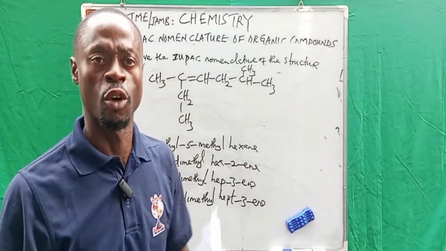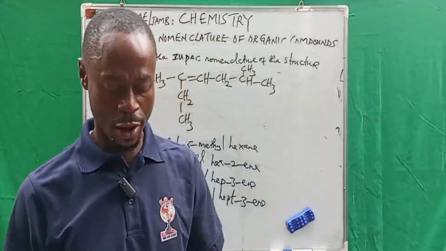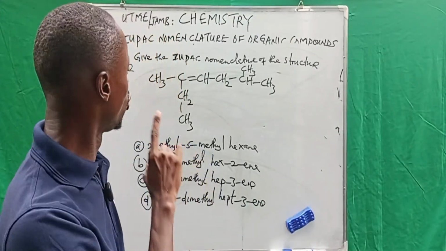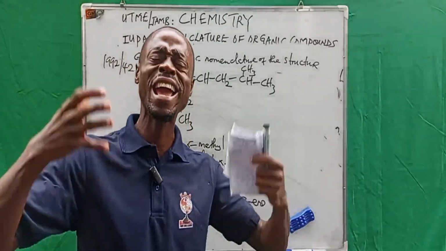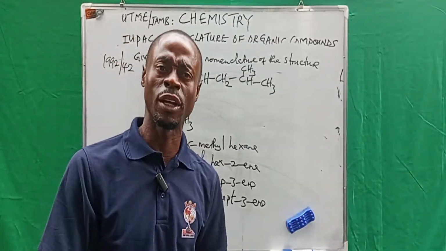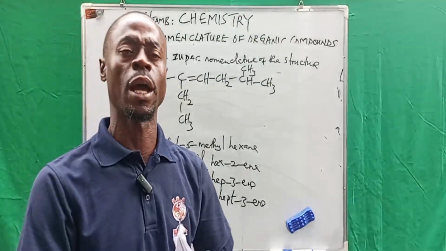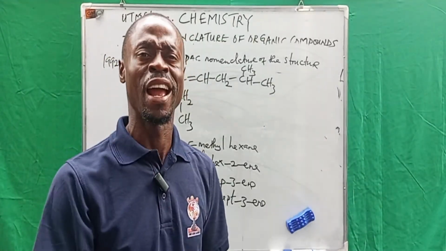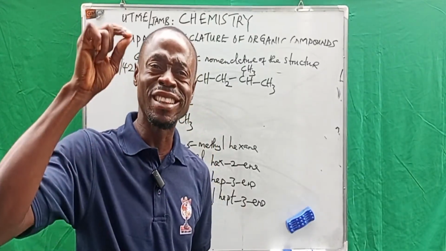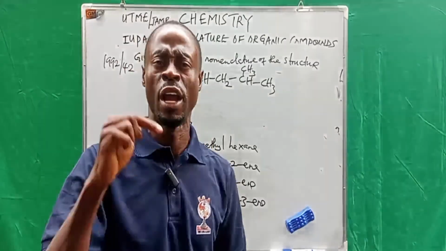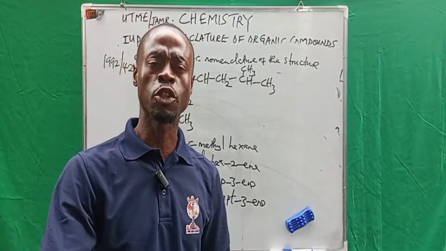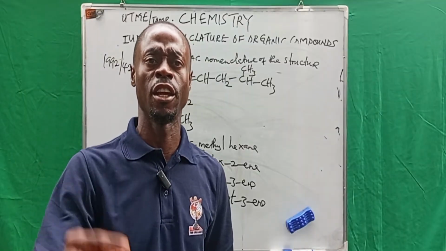IUPAC nomenclature of organic compounds. I have said earlier on that the first thing to do is to locate what we call the longest carbon-containing chain, which will be the root carbon that will bear the parent name of that particular homologous family. Secondly, the next thing is to identify the functional group in the structure. Again, go ahead to identify the substituent or the branch in the structure.